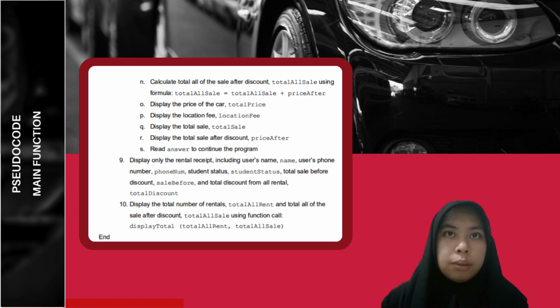The display will only show the rental receipt including the user's name, phone number, student status, total sale before discount, and total discount from all rentals. And then it will display the total number of rentals and the total of all the sales after discount using the function called display total, total all rent, total all sale.